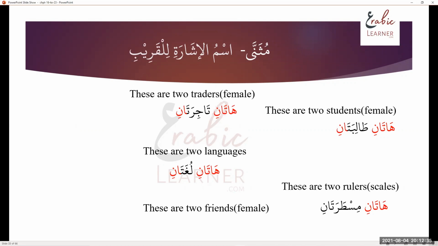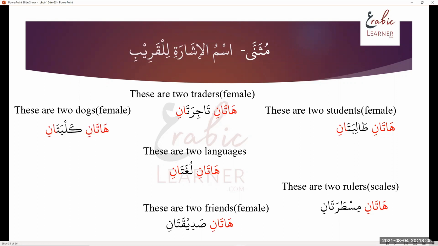These are two female friends. Hatani sadiqatani. Good. These are two female dogs. Yes, kalbatani, not kalbani. Hatani kalbatani.